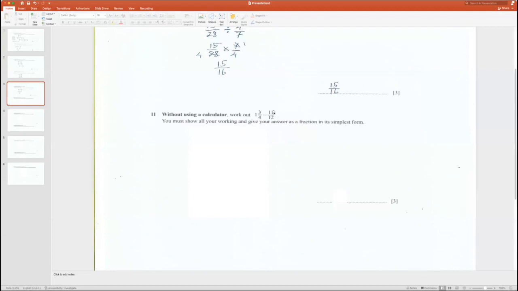See, a mixed number and a proper fraction are given. We have to subtract these two. Now we know the rule. We can make this one an improper fraction. 4 times 1, 4 plus 3 is 7 over 4, and 11 over 12.